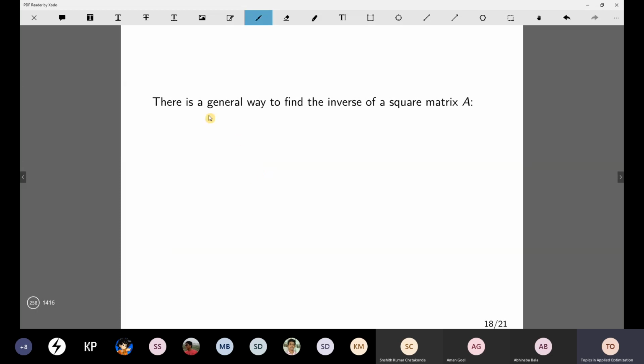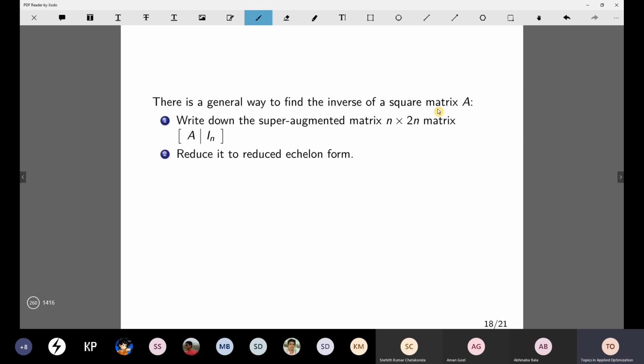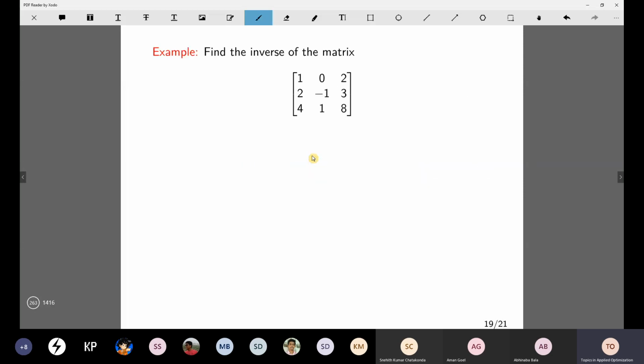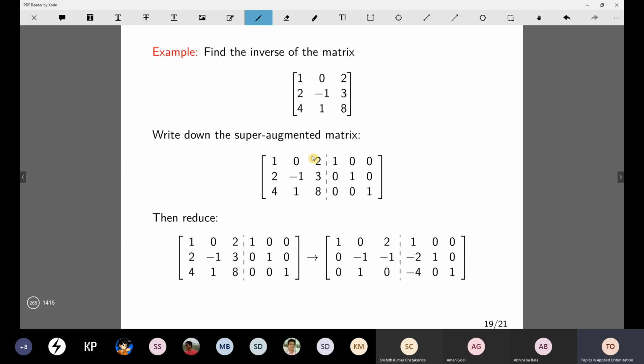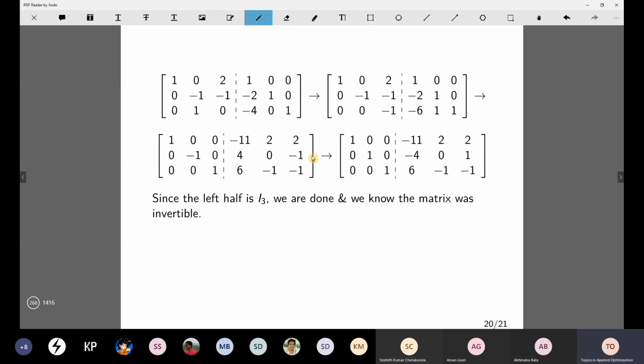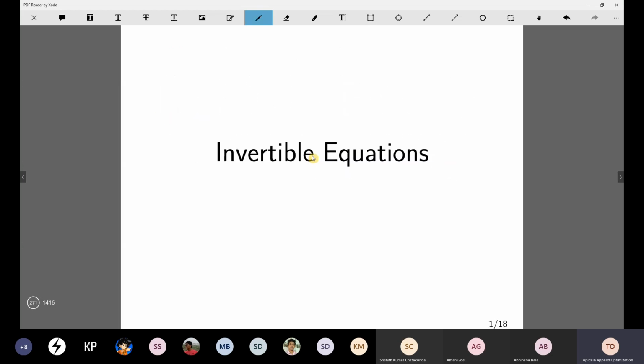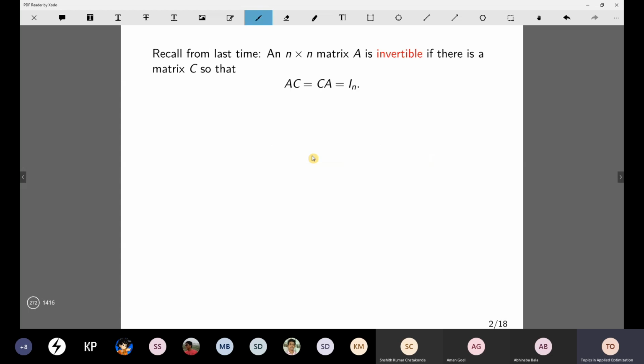There is no general way to find the inverse of a square matrix. But we can use the row echelon form that I was describing in the last class. But if you don't remember, you can forget that. There are steps that you can use to do this, so you can check the slides on these steps. Now let us see the invertible equations.